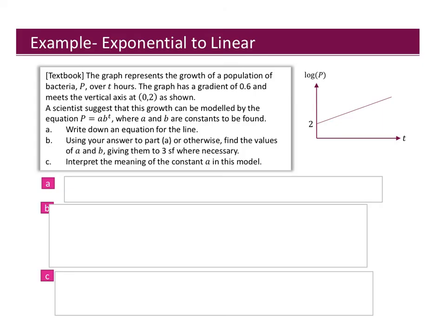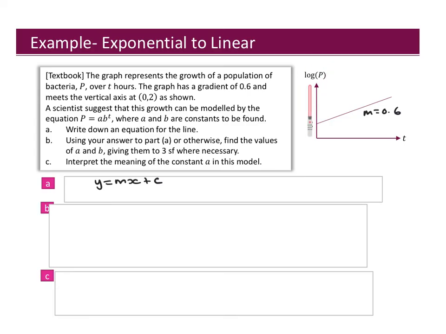So the graph represents the growth of the population of bacteria P over T hours. The graph has a gradient of 0.6 and meets the vertical axis at 0, 2. Okay, and I'm probably going to put here m equals 0.6. A scientist suggests that this growth can be modelled by the equation P equals AB to the power of T, where A and B are constants to be found. Write down an equation for the line. Okay? So, we know y equals mx plus c. Yeah?